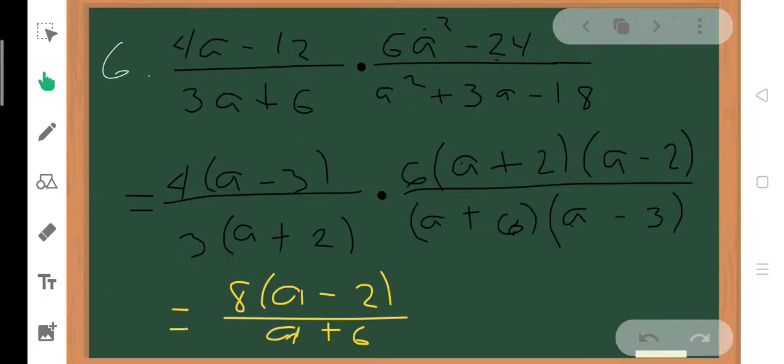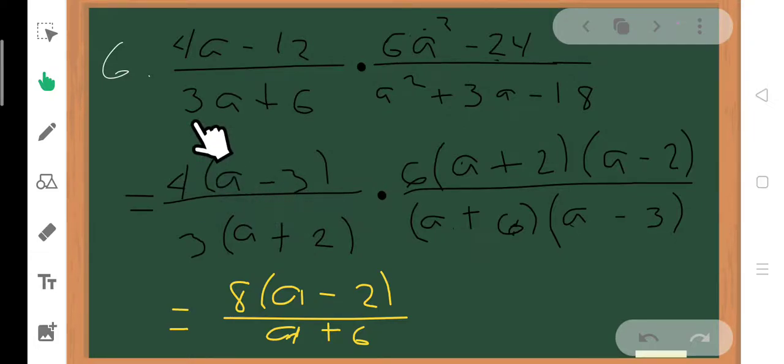Okay? So, another one. We have 4a minus 12 all over 3a plus 6 times 6a squared minus 24 all over a squared plus 3a minus 18. So for this numerator, 4a minus 12, we're going to take out the common monomial factor. Okay, so we have 4. And then for the other factor, 4a divided by 4 is a, and negative 12 divided by 4 is negative 3.